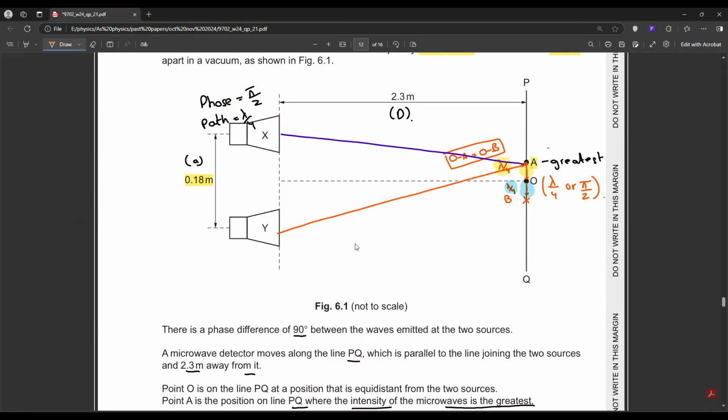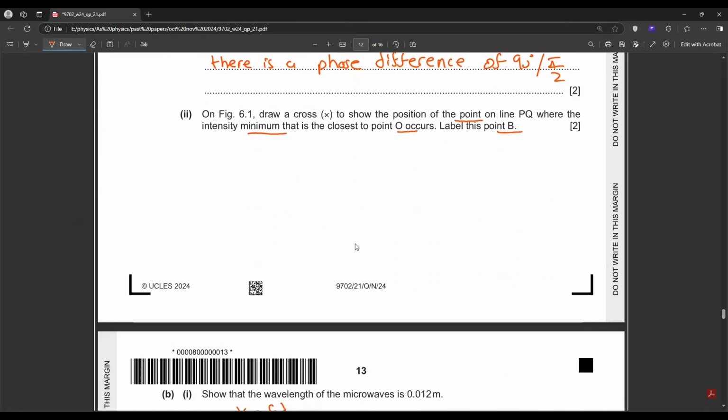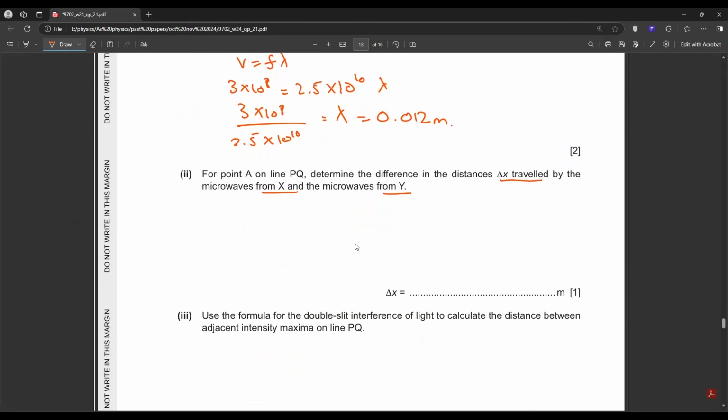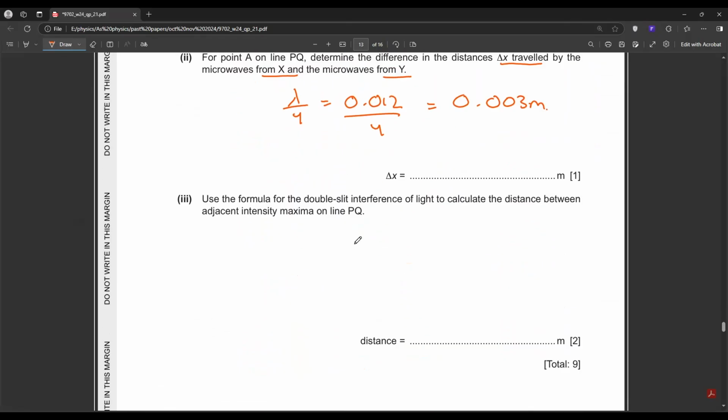That will be what? Lambda over 4. So basically you have to calculate lambda over 4. How will you do that? You are already given lambda. You will divide it by 4. 0.012 divided by 4. The answer comes out to be 0.003 meters. Simple. Let's further move ahead.